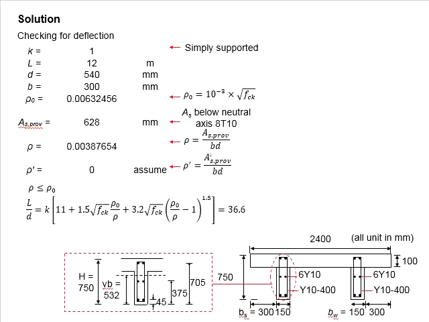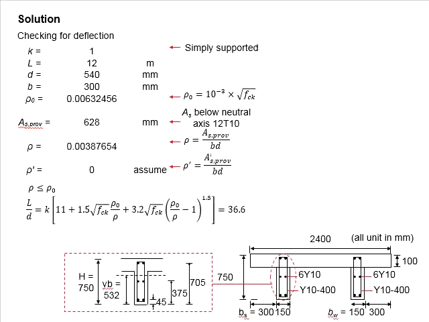You may pause the video for a while to work out the solution. To solve this question, first you need to know which equation of L per D is being used. You will need to first determine the percentage of reinforcement bar and check against its rho node. fck is grade 40. Substitute the relevant value, you obtain this. Next, you determine the rho.